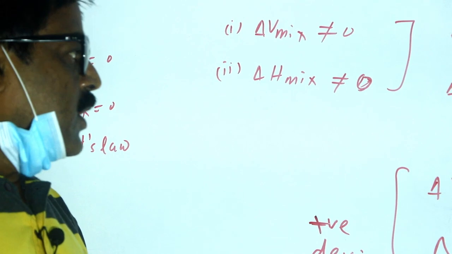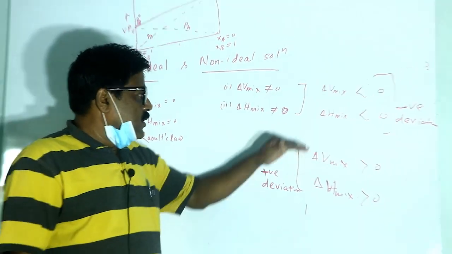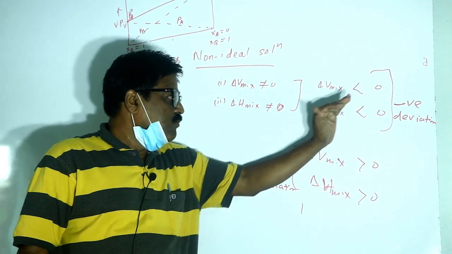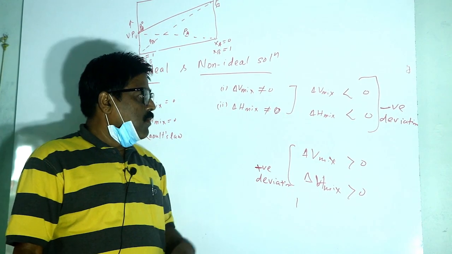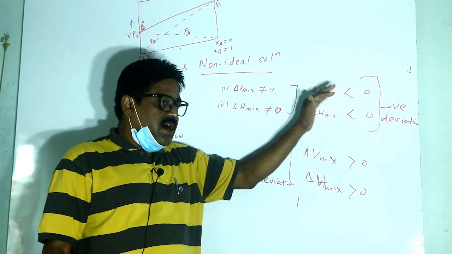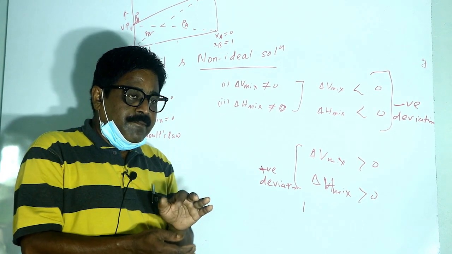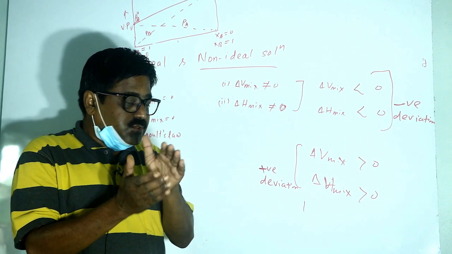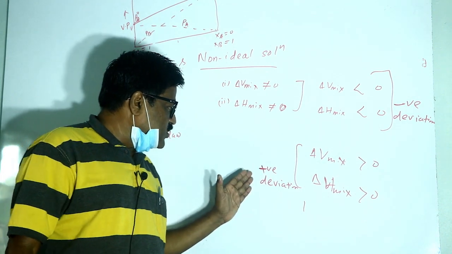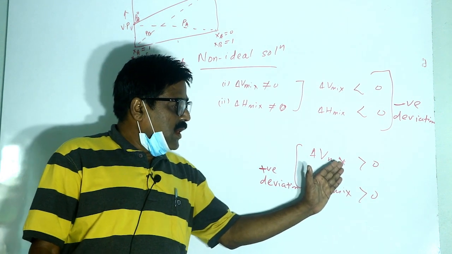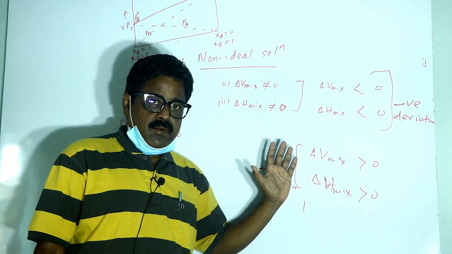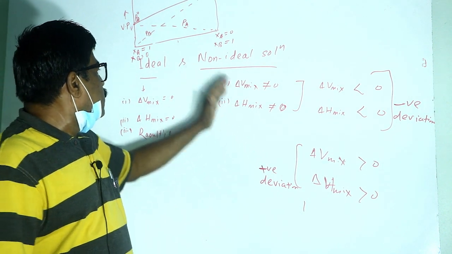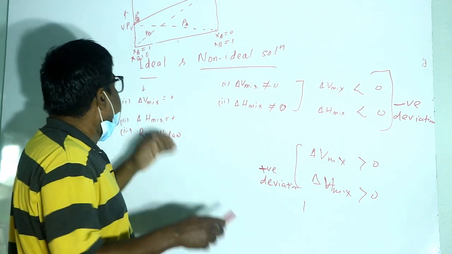So in this case, the non-ideal solution having negative deviation has del V mix less than 0 and del H mix less than 0, meaning when solvent and solute are added, the volume change is less and the volume becomes smaller. And in the case of positive deviation, we have del V mix greater than 0 and del H mix greater than 0. It is clear. So for a non-ideal solution, when we plot the graph between the mole fraction and the vapor pressure, it should be like this.